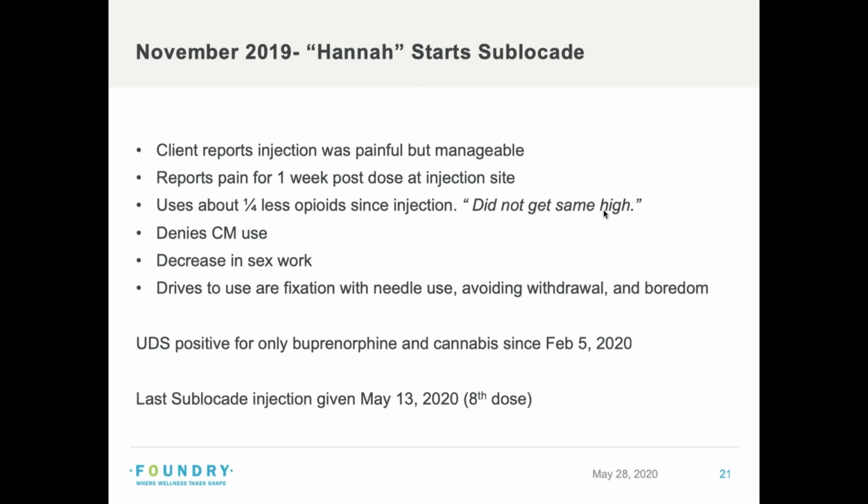So in November 2019, she decided to start the Sublocade. She reported pain at the injection site, but that was manageable. She experienced pain for about a week post-dose, but was able to tolerate it. She tried to use opioids and found that she didn't get the same high. And she did reduce her use to about a quarter of what she had been using previously. She denied any crystal meth use and had negative urines for it. And she said her sex work had decreased.